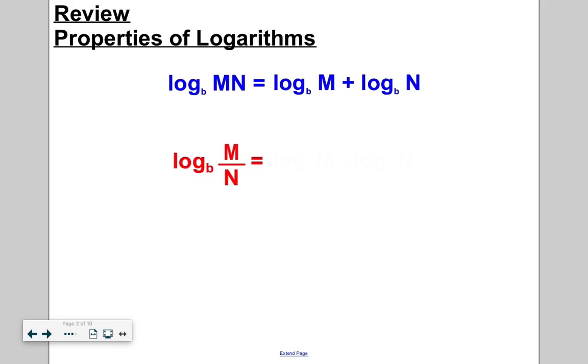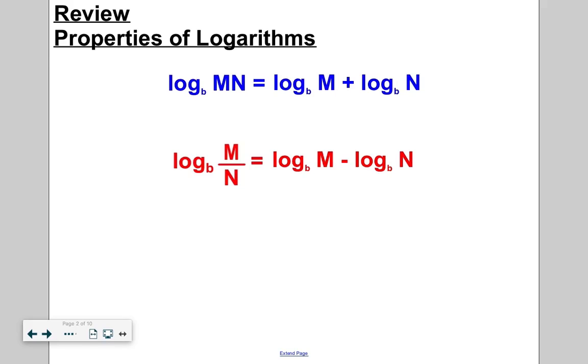And then if we have log base b of m over n, if we have division inside the log, we can separate it and pull it apart into subtraction of the numerator minus the denominator. So log base b of m over n is equal to log base b of m minus log base b of n.